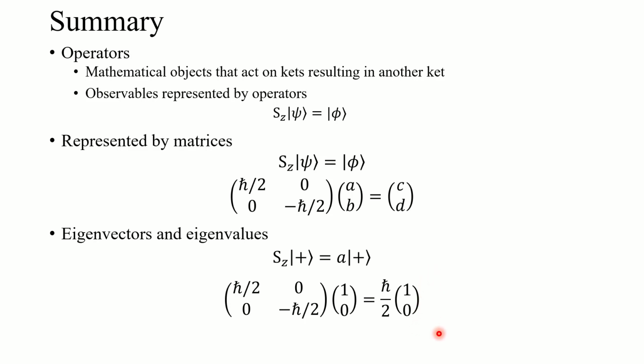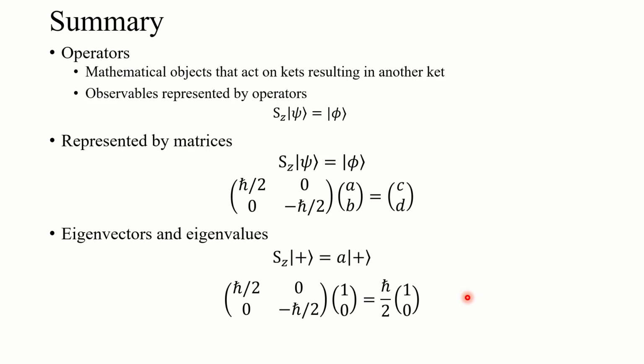One thing we noted is, again, depending on the representation you're in, so in this case, we've been doing everything in the z basis, the operators, if they're represented as matrices in their own bases, are always going to be diagonal, and the eigenvectors are always going to be unit vectors in their own bases.